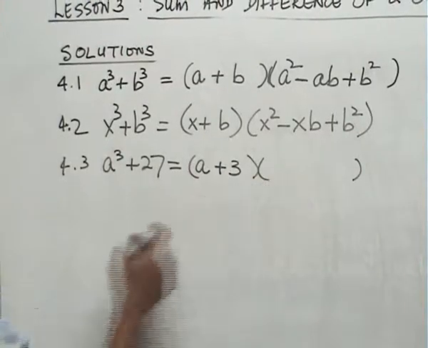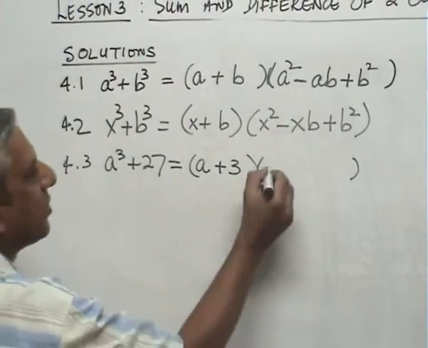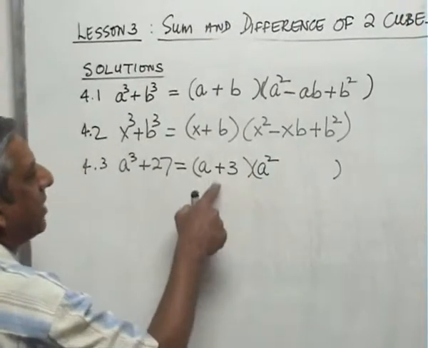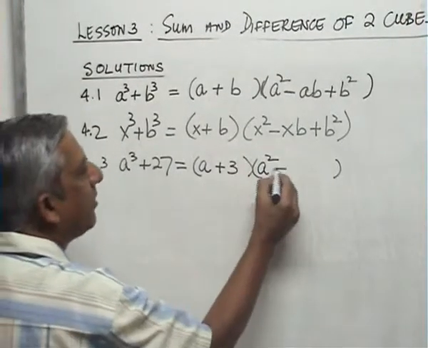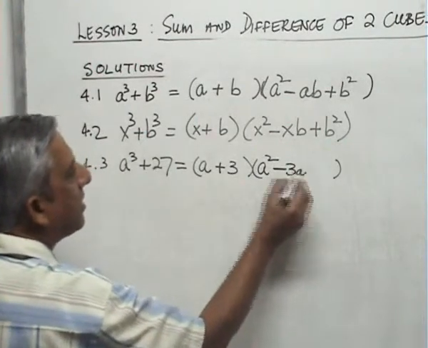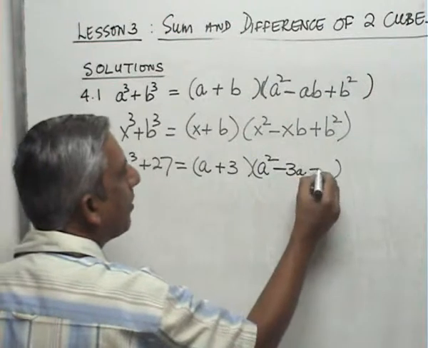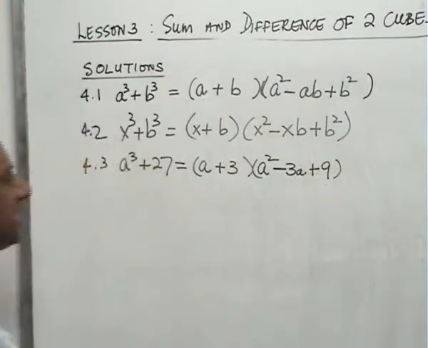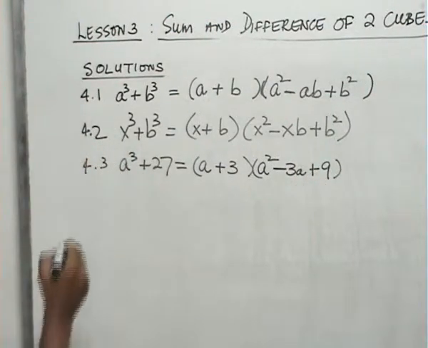Now this gives me that. Take this and square it, you get a squared. If this is plus, that will be minus. 3 times a, 3a. Square the 3, plus 9. Square the 3 means 3 times 3, you get 9.